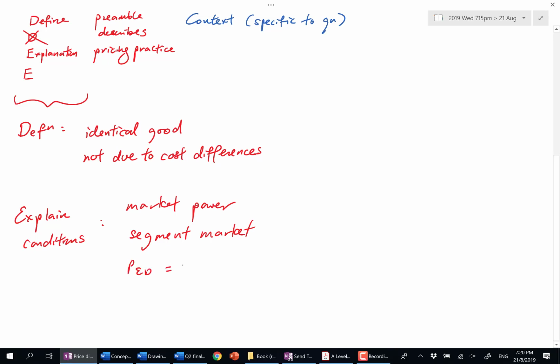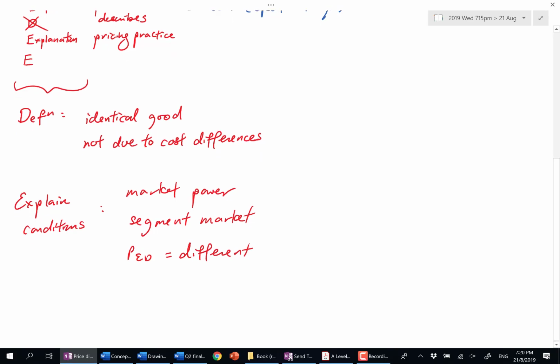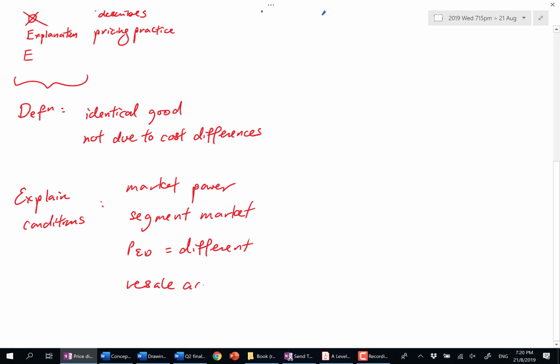PED is different. Price elasticity of demand differs. And resale across the markets. I have one seat here, and one seat there, one seat here, then there's one seat somewhere there in the middle also. So in this case, it's about elasticity.